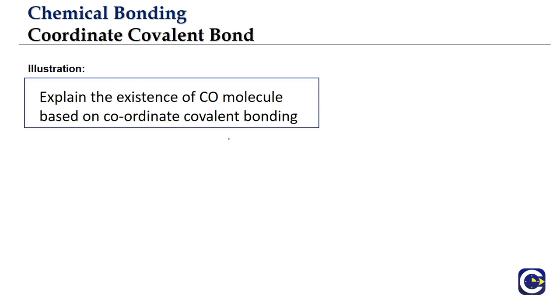Look at this question. Explain the existence of CO molecule based on the coordinate covalent bonding. CO means what? We have a carbon and we have an oxygen. We have to explain the existence of this molecule based on the coordinate covalent bonding. See, first of all, if you have a carbon and oxygen, so what is the covalency of oxygen?